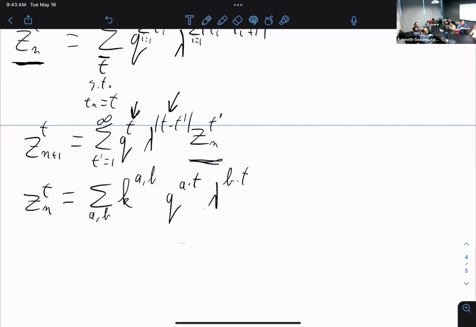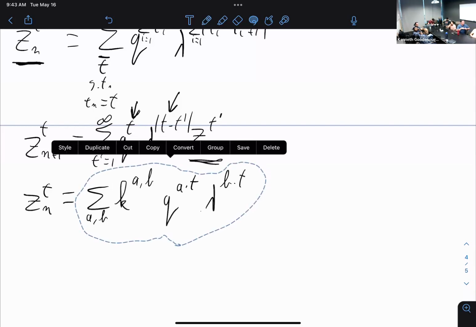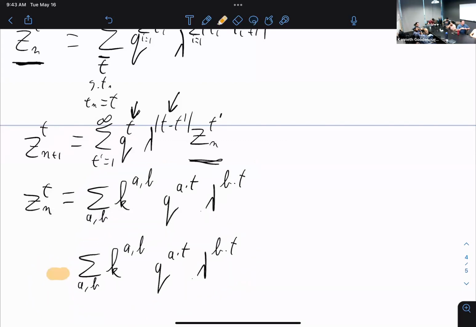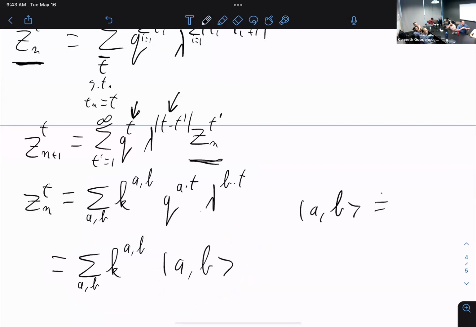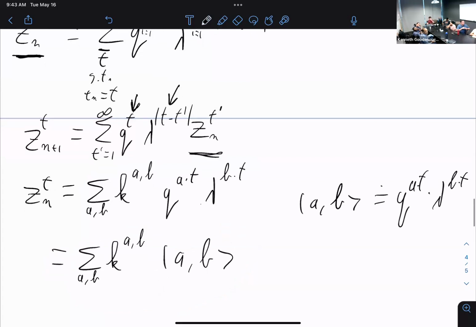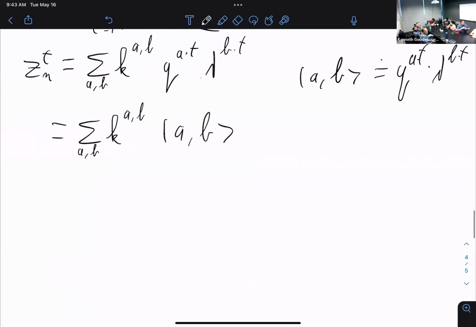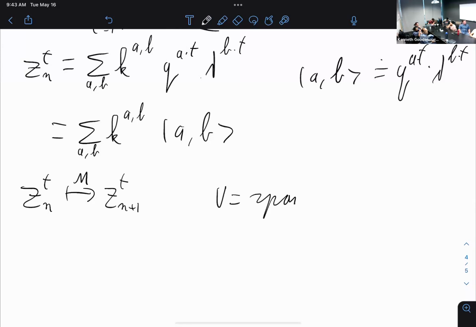Let me slightly rewrite this to make it a bit more quantum info friendly, and then it will hopefully be a bit clearer what will happen. I am just going to define a vector AB, and this AB is defined as Q to the power AT. The reason why I'm doing this is that I can think of this transformation that takes me from Zn of T to Zn plus 1 of T. This map is really a linear map on the vector space V that's given by the span of all these vectors A, B.